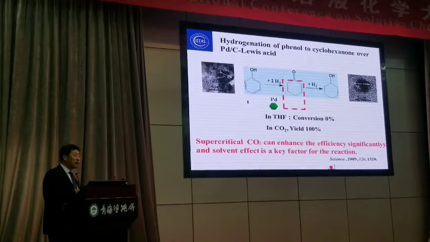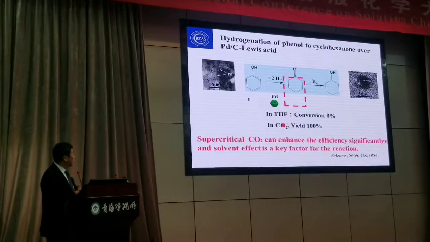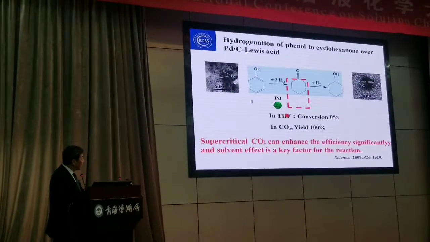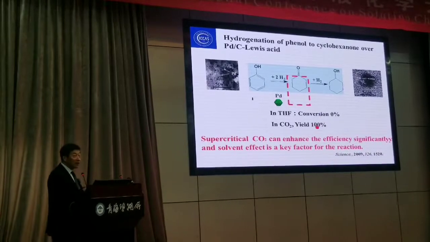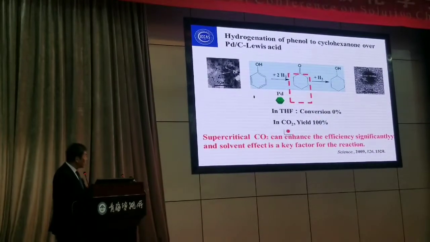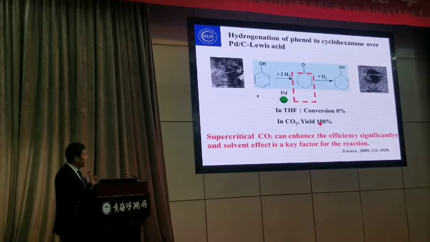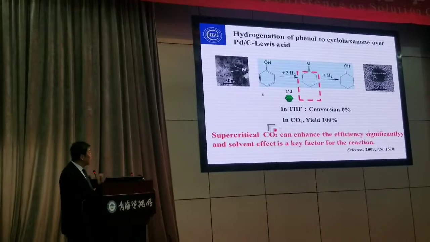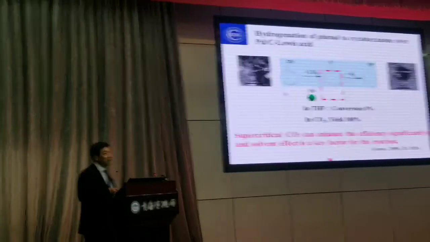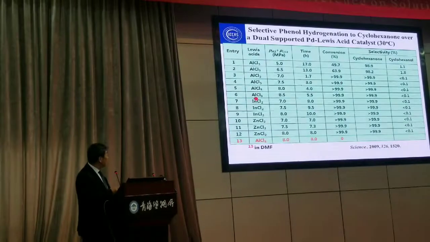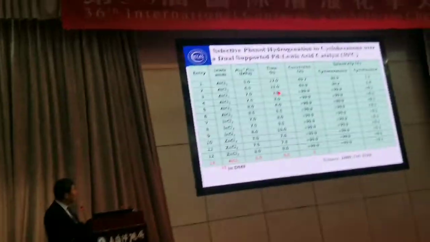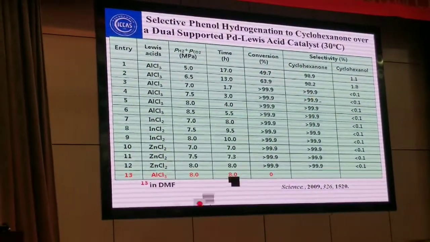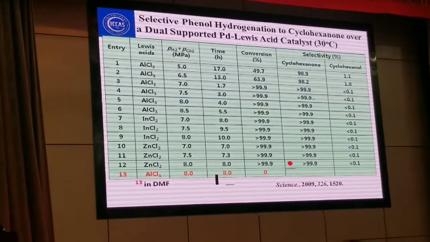But here I would like to emphasize that the solvent effect is very important. For example, in the conventional, commonly used organic solvent, this reaction did not occur. But in compressed CO2, the yield can reach 100% very quickly. That means the solvent effect is very important for this type of reaction. You see here, we show an example. Even at very low temperature and very short time, we can get 100% conversion and selectivity, but in conventional solvent, the reaction did not occur.